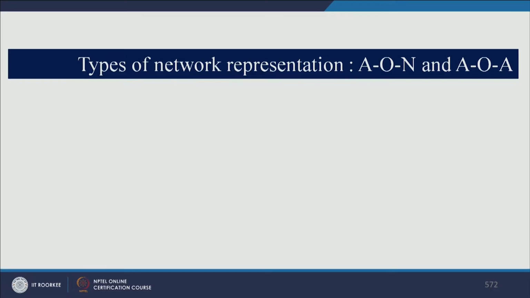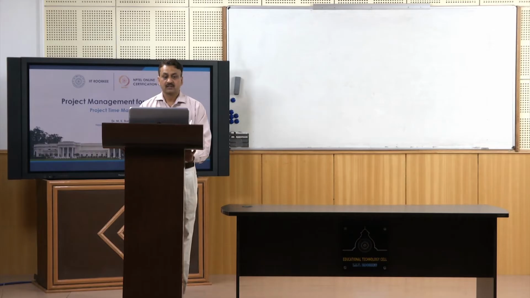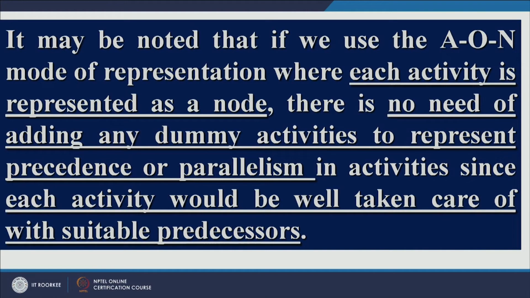Now I have talked about network representation techniques. There are two techniques, activity on node and activity on arrow. Let us look at some examples. The major difference between these two is that in activity on node type of representation we do not use dummy activities. Okay, let us look at this slide.